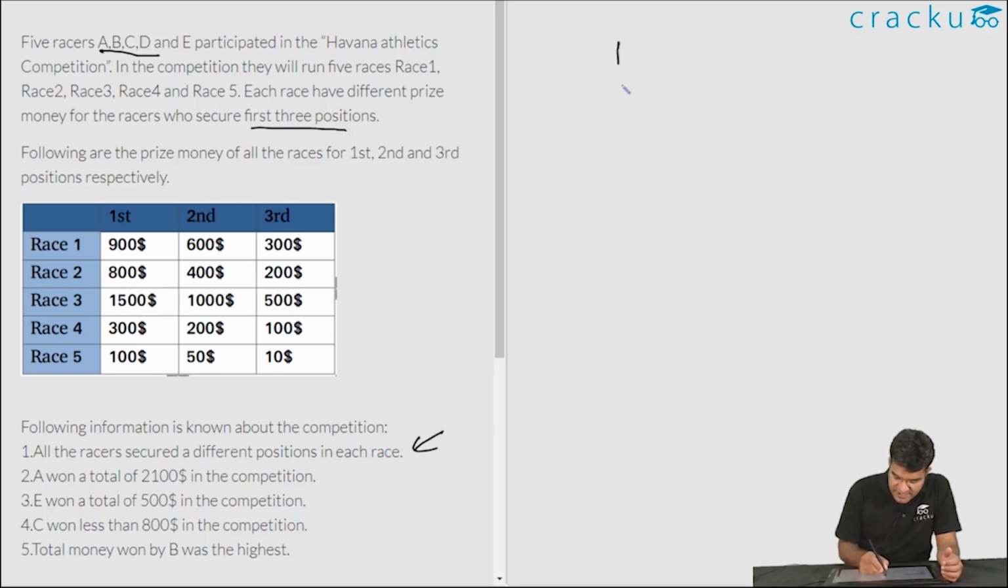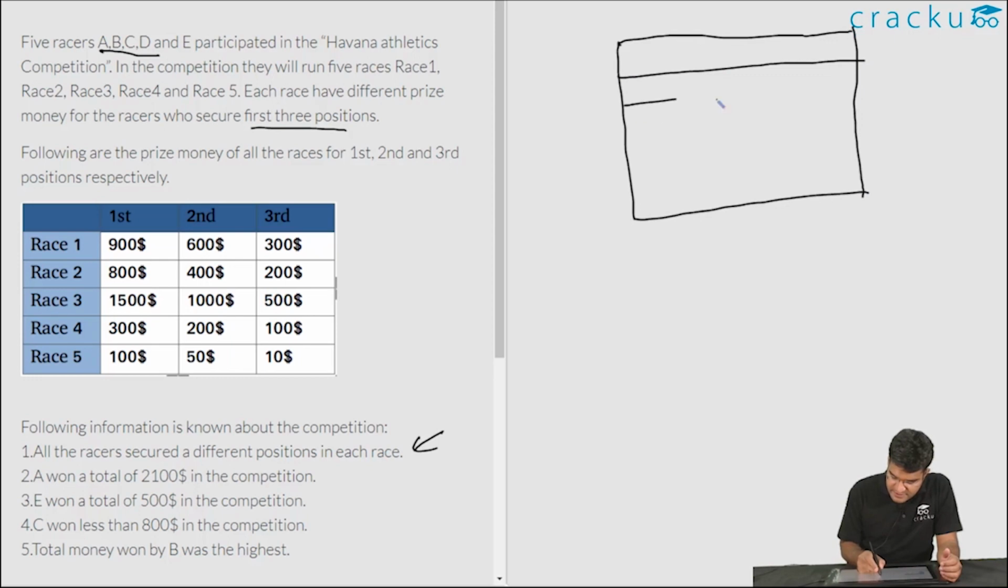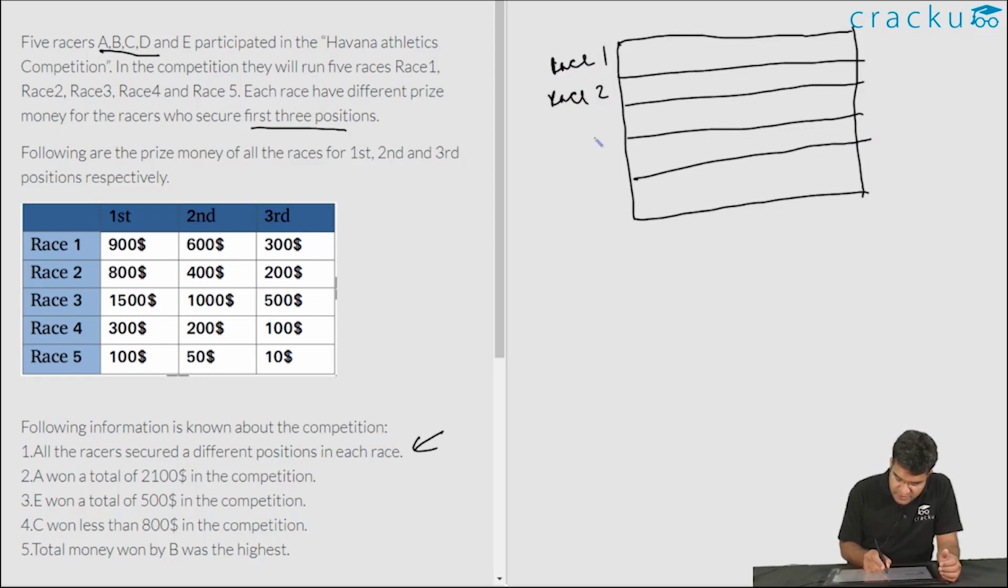So if you actually draw a table with the same table that has been given but without the prize money, say this is race 1, this is race 2, 3, 4 and 5, and this is the name of the person who came first, and this is the name of the person who came second, this is the name of the person who came third, and this is the name of the person who came fourth and fifth.